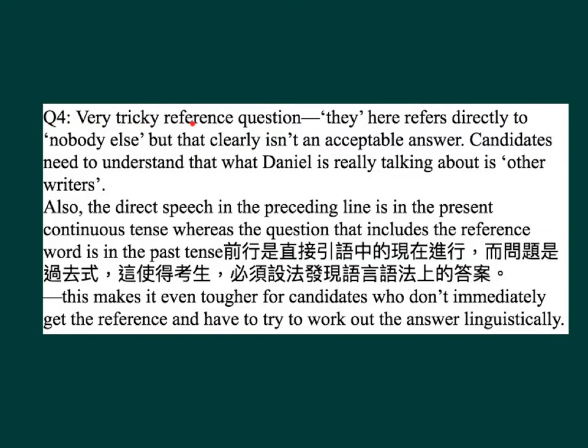Q4 is a very tricky reference question. "They" here refers directly to "nobody else", but that clearly isn't an acceptable answer. Candidates need to understand that what Daniel is really talking about is other writers. Also, the direct speech in the preceding line is in the present continuous tense, whereas the question that includes the reference word is in the past tense. This makes it even tougher for candidates who don't immediately get the reference and have tried to work out the answer linguistically.